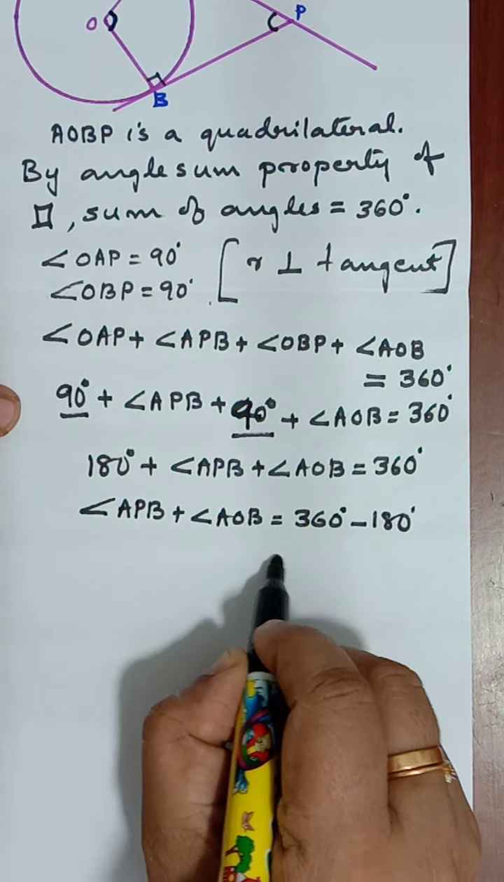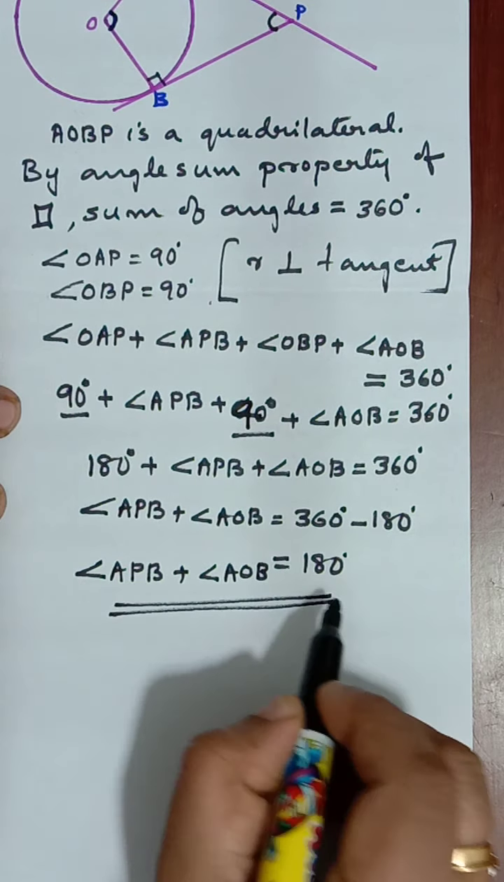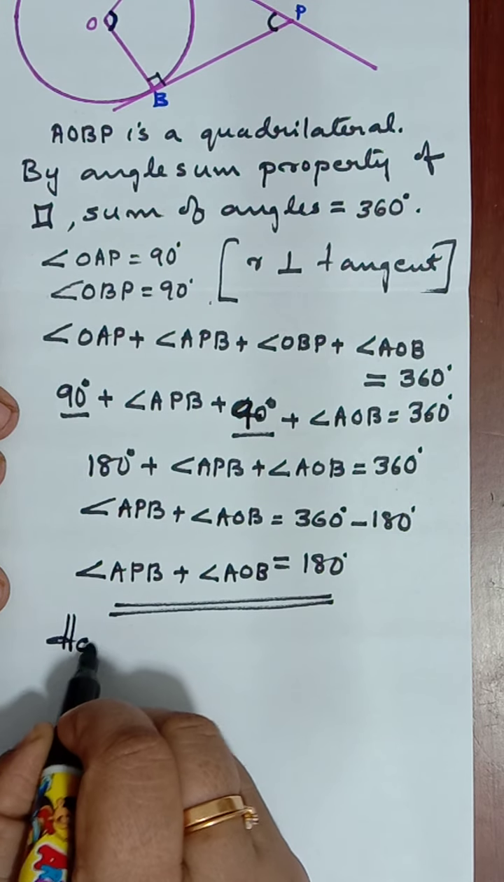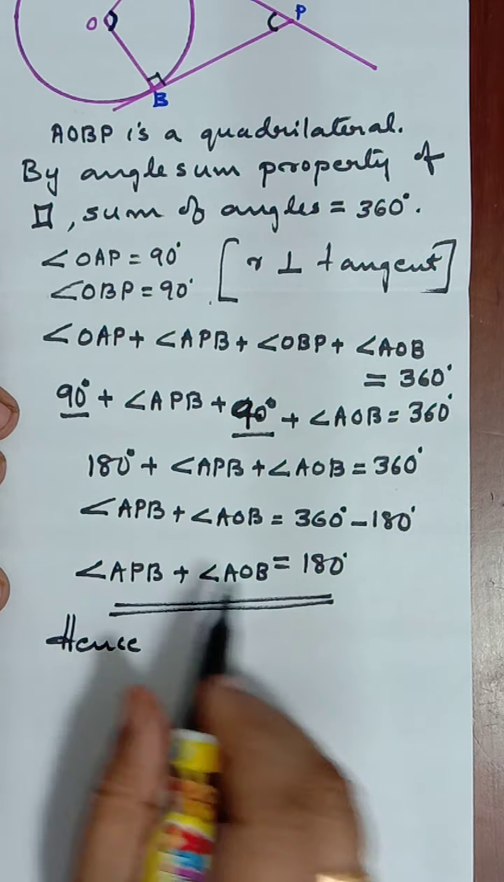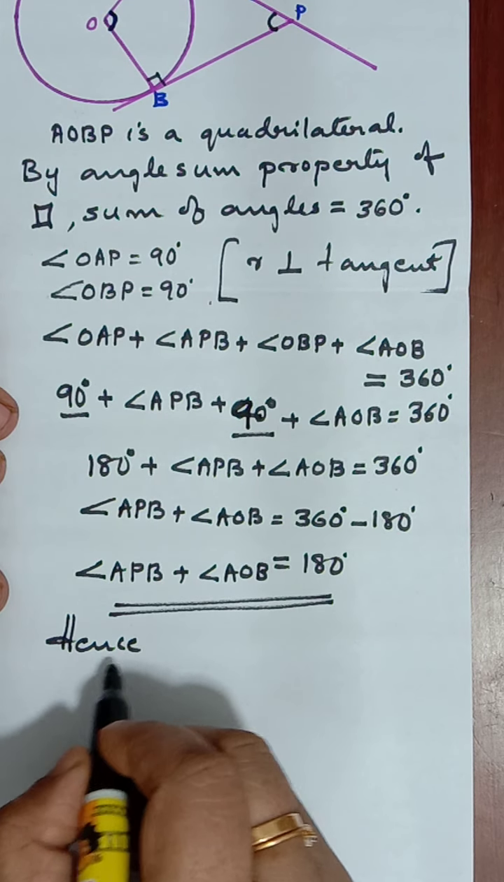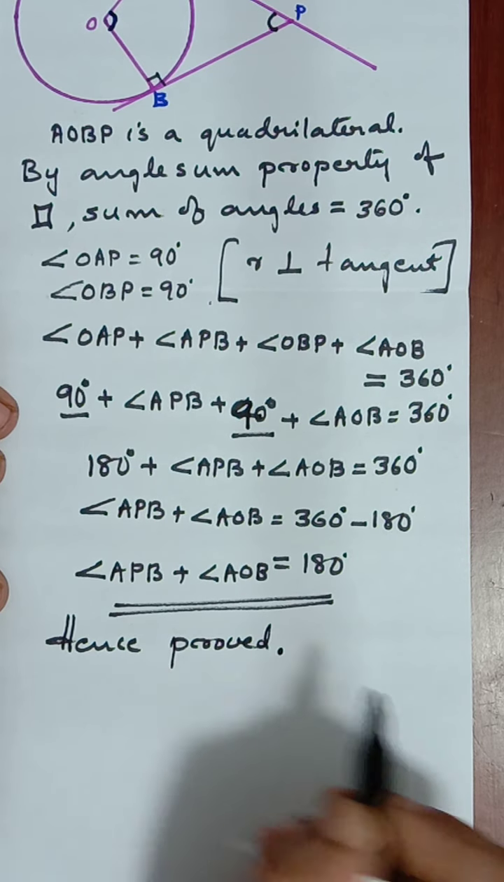So let us write it neatly. Angle APB plus angle AOB equal to 180 degree. As the sentence is very long, we can wind up like this. Hence proved. Here we can see that these two sum to 180, or they form supplementary angles. Hence proved.